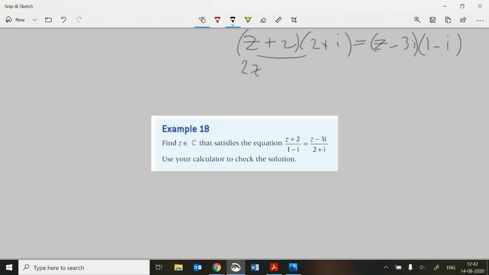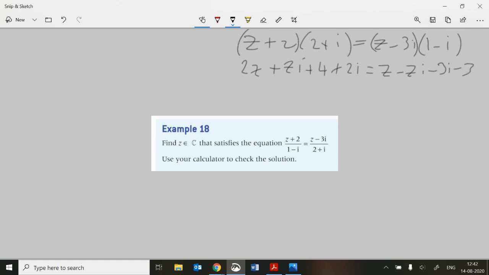So what have we got? We've got 2Z, and then we've got plus ZI plus 4 plus 2I. And then on the other side, we've got Z minus ZI minus 3I, and the last term is going to be plus 3, but then the I times the I gives us a minus, so back to minus 3 there.